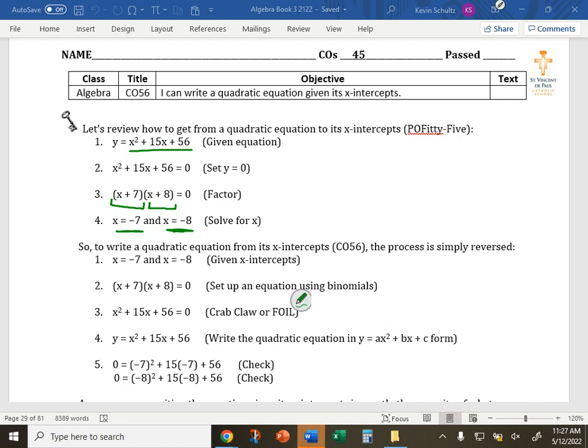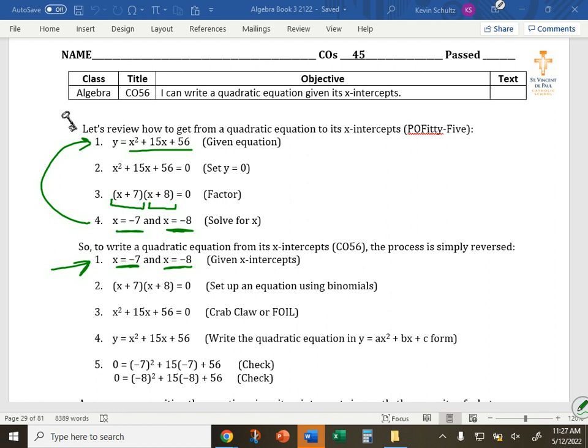Now in 56, I'm giving you the x-intercepts, and you're going back to the original equation. Okay? So the objective today is to write an equation knowing the x-intercepts, piggybacking off of finding the x-intercepts from an equation. And so our first step, if I tell you that the x-intercepts are -7 and -8, we're going to go back to the parentheses that those solutions would have come from, right?